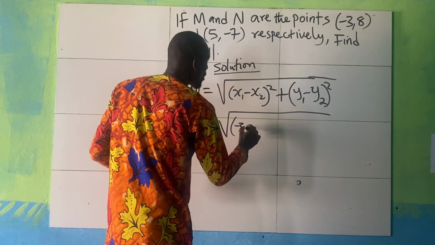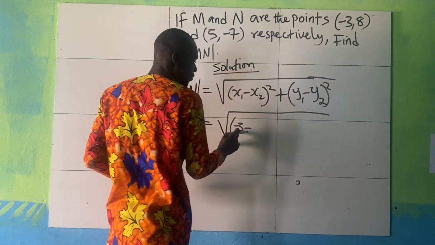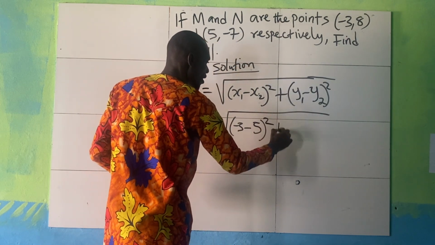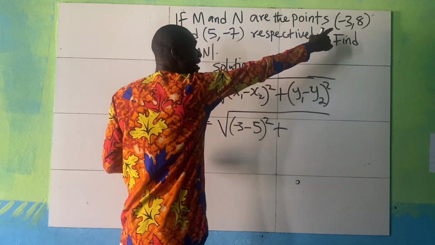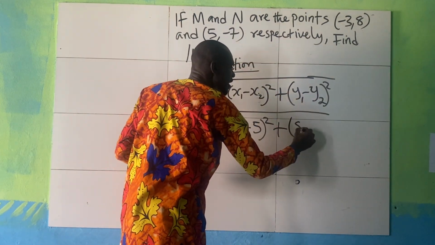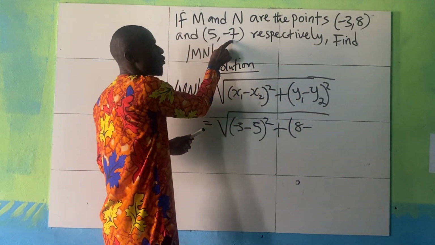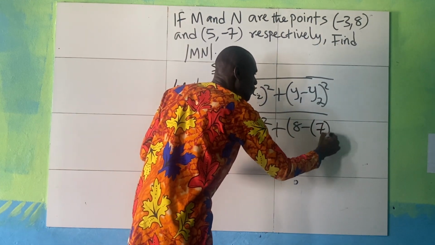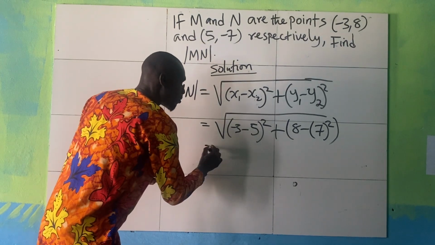x1 is minus 3 and our x2 is 5, all square, plus y1 is 8. So we write 8 minus y2, which is minus 7. So definitely here is going to be minus 7, all square. Close the bracket. So what do we do?